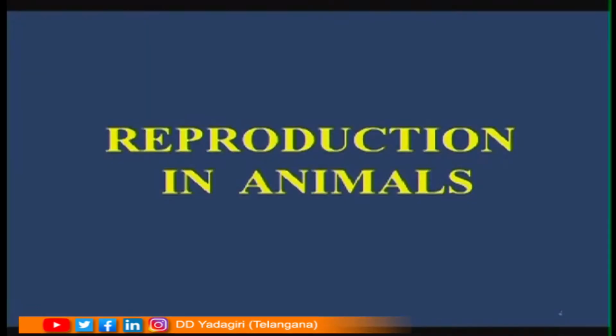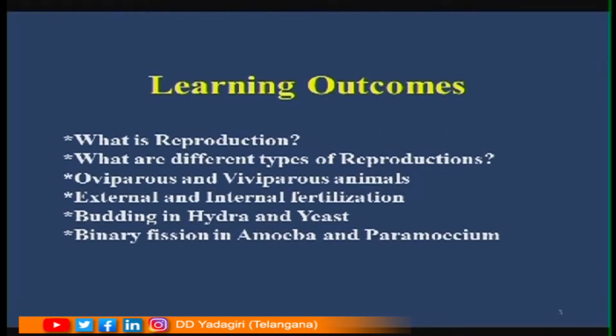What is reproduction? Before going to that, let us see what you will be learning by the end of this lesson. By the end of this lesson, you will be learning what is reproduction, what are the different types of reproduction, what are oviparous and viviparous animals, what are external and internal fertilizations, explaining the process of budding in hydra and yeast, and how the process of binary fission occurs in amoeba and paramecium.